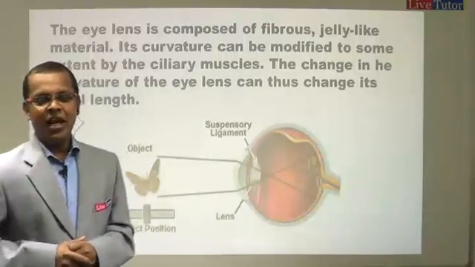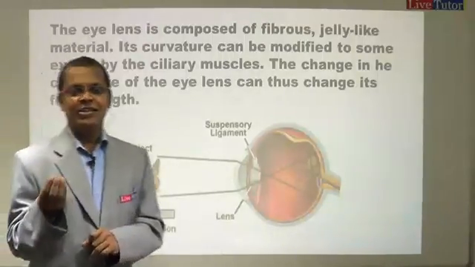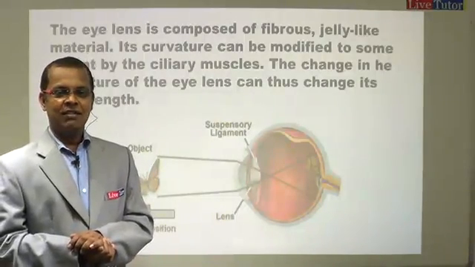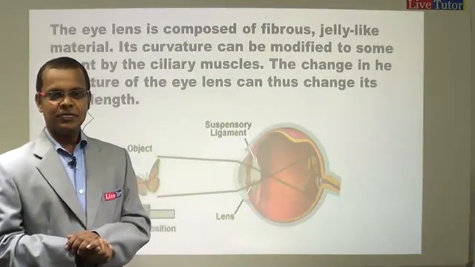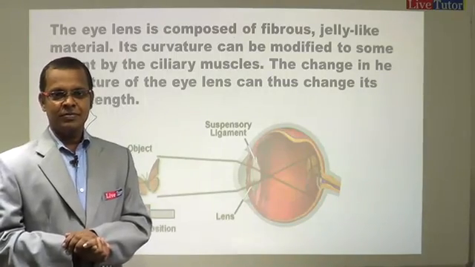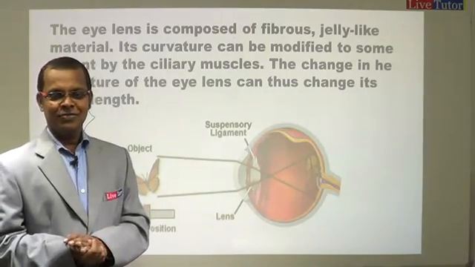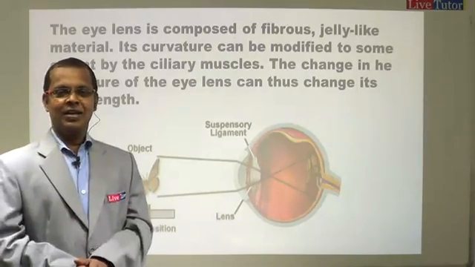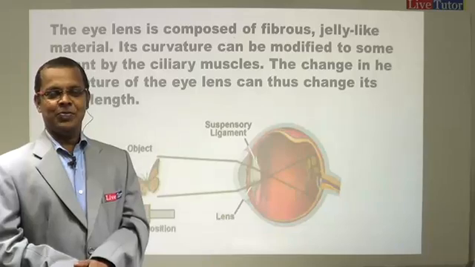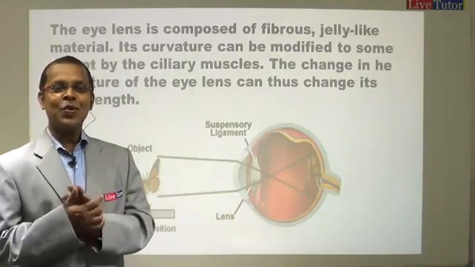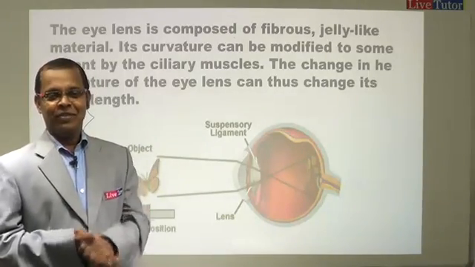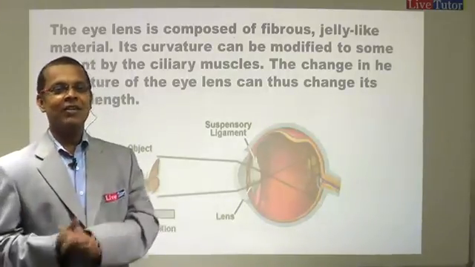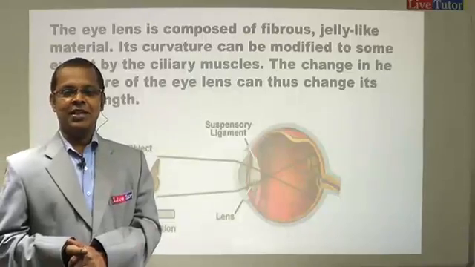This eye lens, which you have seen as the inner part, is composed of fibrous jelly-like material. Have you ever seen ice fruit? Have you ever heard about this ice fruit? Ice fruit is a very commonly available thing in the villages. If I say it in Tamil, you know it. But in English, you may find it difficult to understand. It is a colloquial word which we use in the villages.